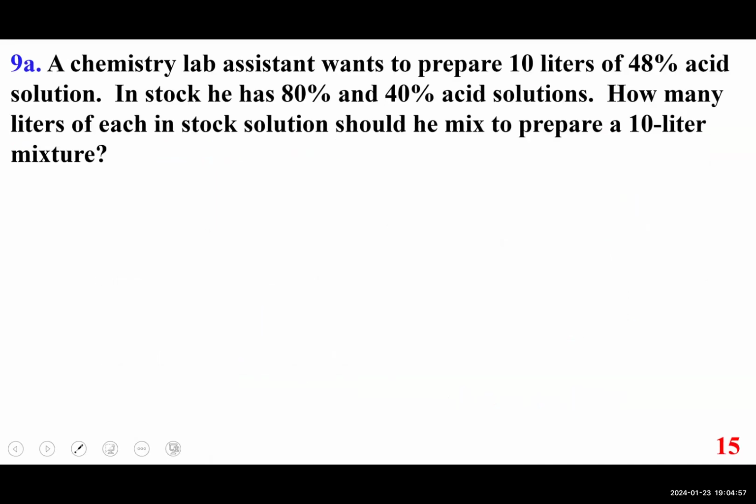Now we're going to look at the applications. A chemistry lab assistant wants to prepare 10 liters of 48% acid solution. In stock, he has 80% and 40% acid solution. How many liters of each in stock solution should he mix to prepare a 10-liter mixture? This is a class of problem known as a mixture problem.